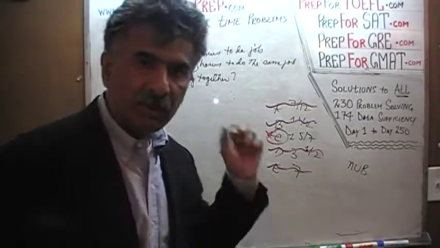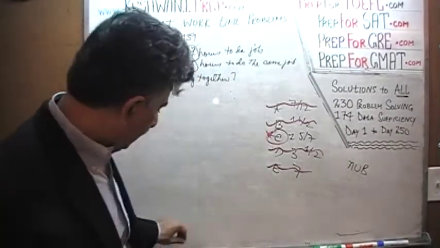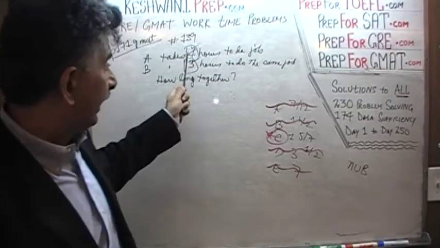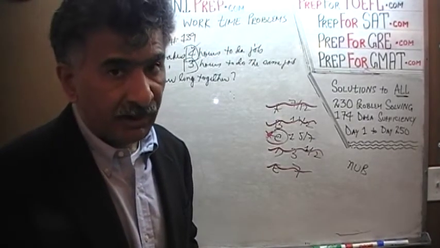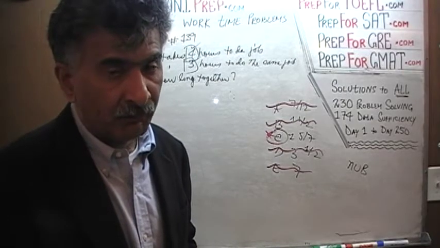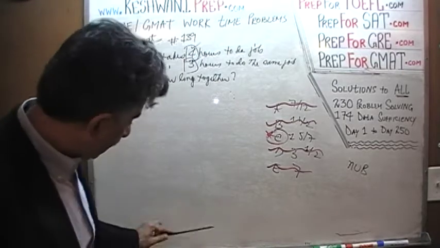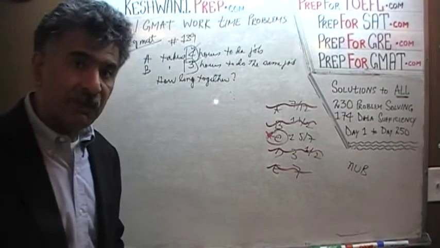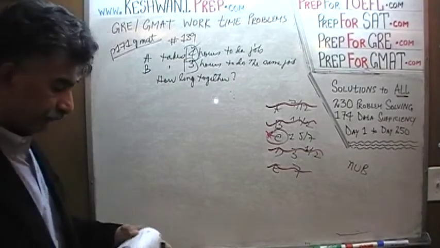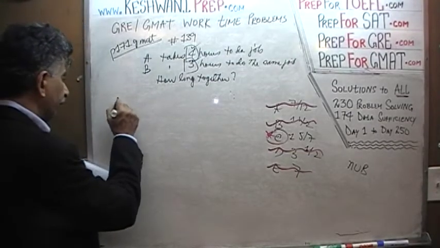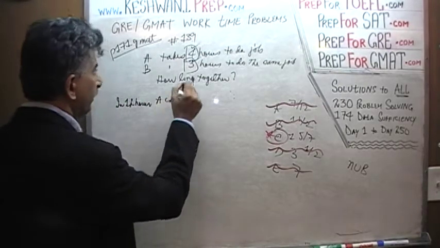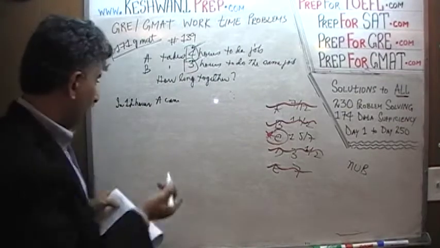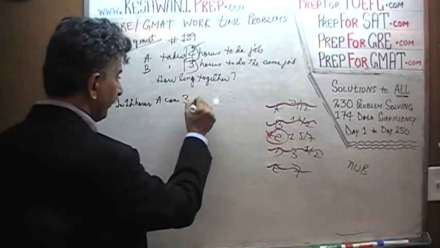What's the least common multiple? Can you think of a smallest number that is evenly divisible by both 4 and 3? The smallest number that I can think of that is divisible by both 4 and 3 is 12. Ask yourself, how many jobs can A do in 12 hours? We know he takes 4 hours to do a job. So in 12 hours, he should be able to do 3 jobs.